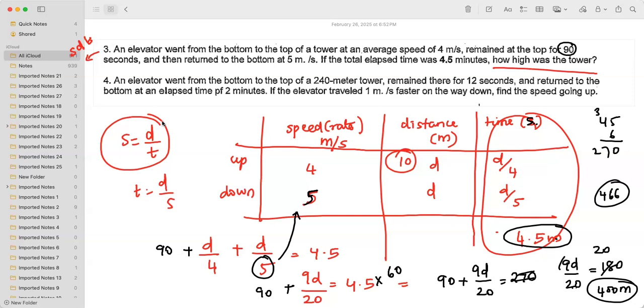So basically, let me read it. An elevator went from the bottom to the top of a 240-meter tower, remained there for 12 seconds, and returned to the bottom at an elapsed time of 2 minutes. The elevator traveled 1 meter per second faster on the way down. Find the speed going up. Okay, go ahead. That's correct.